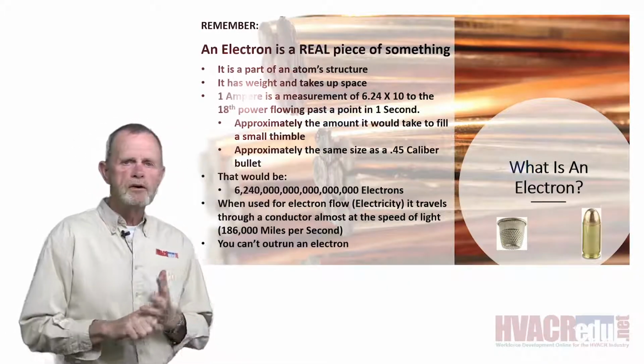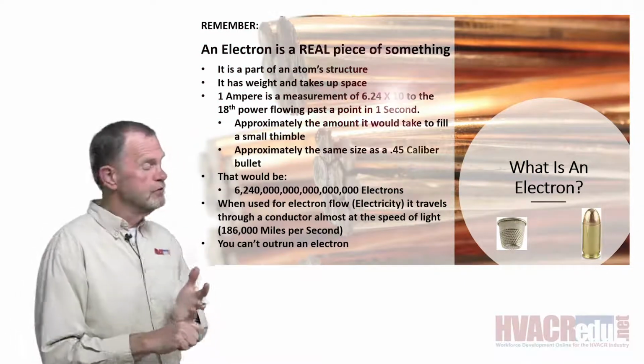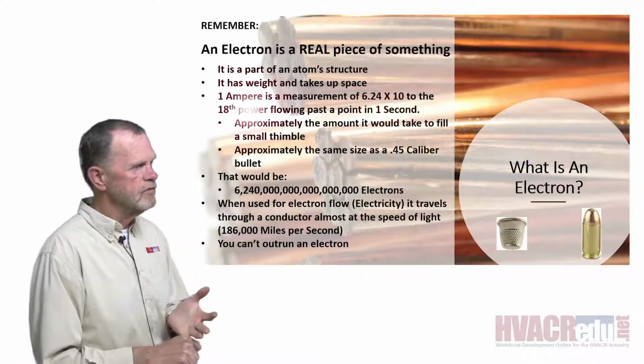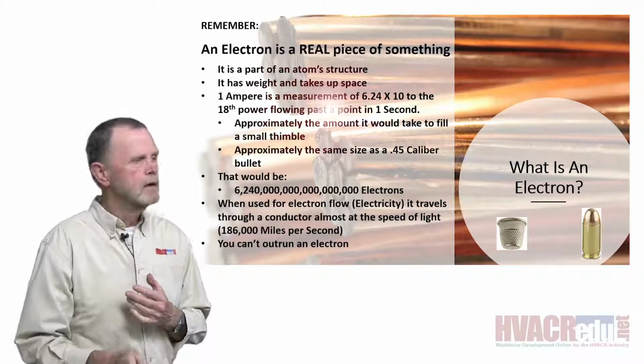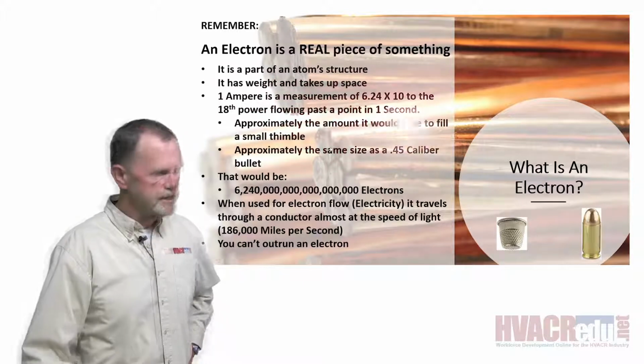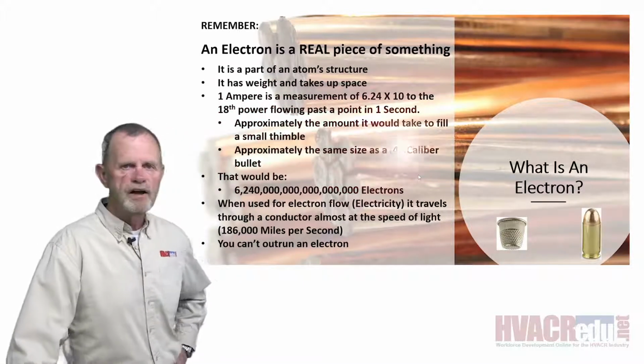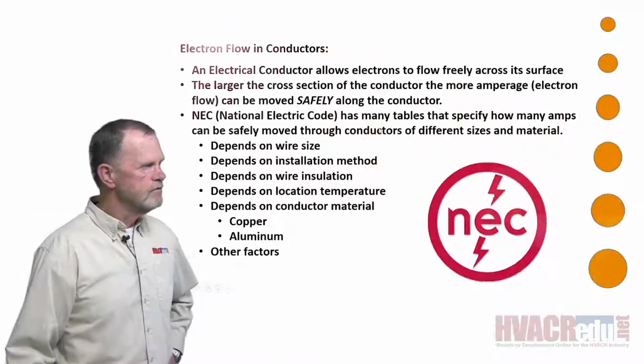Electron has weight and takes up space. 1 ampere of electrical measurement is 6.24 times 10 to the 18th power electrons flowing past a point in a conductor in 1 second. Approximately the amount it would take to fill a small thimble, and approximately the same size as a .45 caliber bullet.